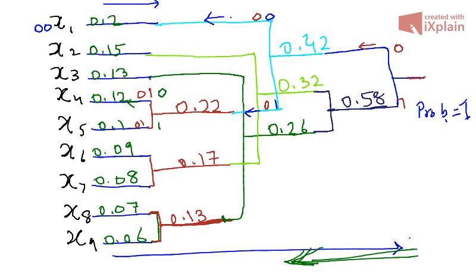Going back from this branch, there is no other branch, so 0, 1, 0 is the code word for x4. And similarly 0, 1, 1 is the code word for x5. Now this branch is complete.